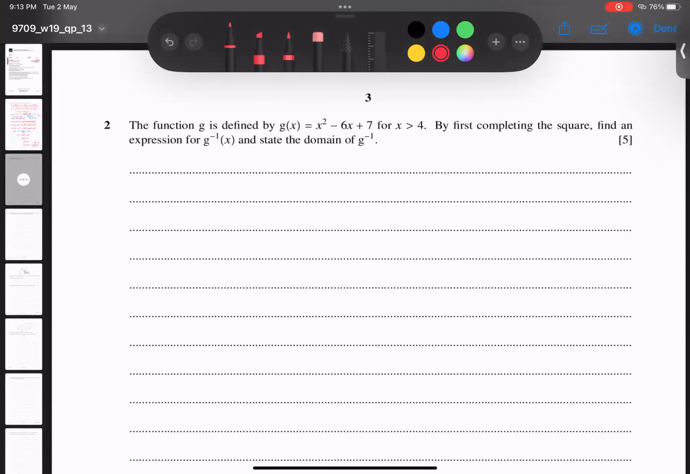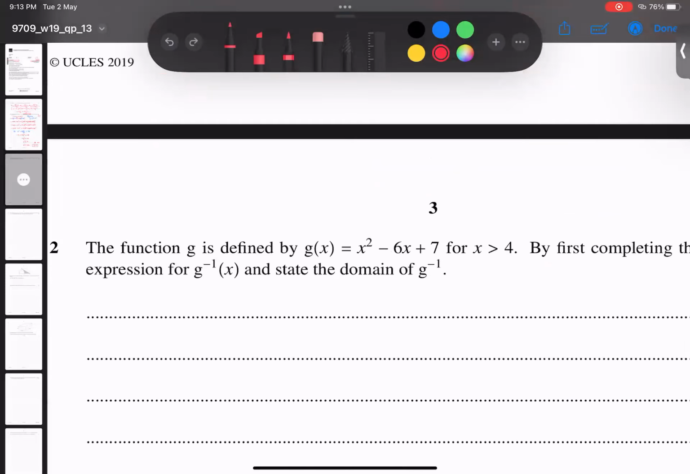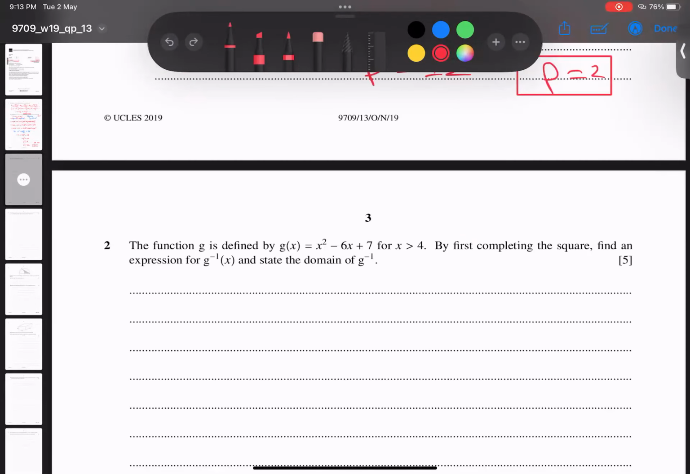The next question is given. G of x function is given, and he has given us a domain. You know domain, what is domain? Domain is called x values. He is saying that this curve starts from 4 and onwards, bigger than 4. By first completing the square, he's helping us complete the square. Find an expression of G inverse.